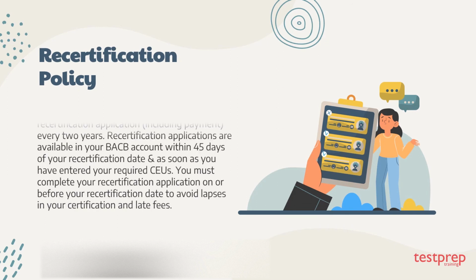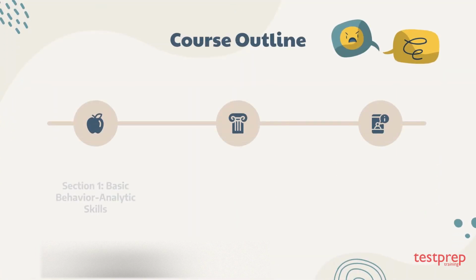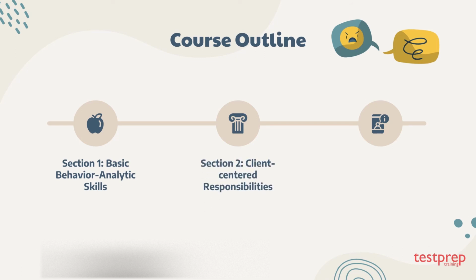Recertification policy: as a BCaBA, you are required to submit a recertification application, including payment, every 2 years. Recertification applications are available in your BCaBA account within 45 days of your recertification date, and as soon as you have entered your required CEU. You must complete your recertification application on or before your recertification date to avoid lapses in your certification and late fees. Course outline: Section 1, Basic Behavior Analytic Skills. Section 2, Client-Centered Responsibilities. Section 3, Foundational Knowledge.